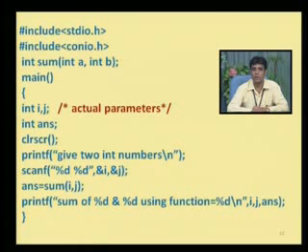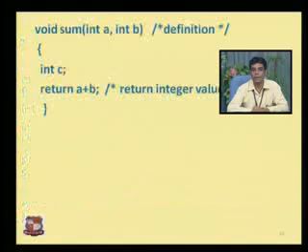Suppose for i we are inserting 20 and for j we are inserting 30. Then ans equals sum of i and j. What does sum(i, j) stand for here? This is a particular call. When the compiler goes toward that call, it will go to the particular definition.